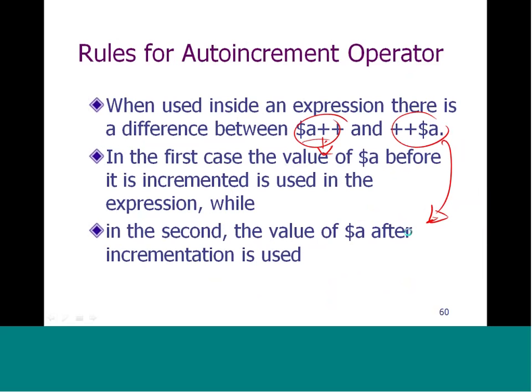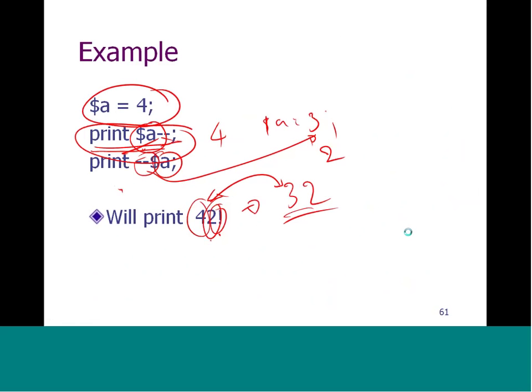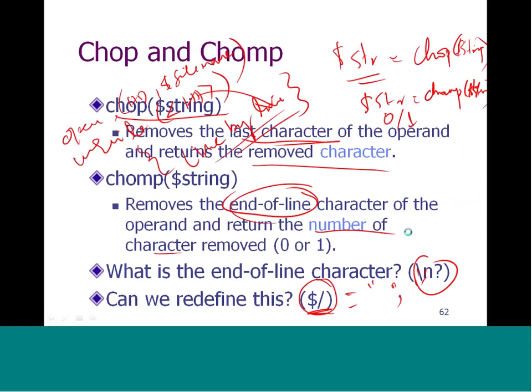Then we also went through the chop and the chomp functions. Chop mainly works with strings and can remove the last character of any string, whereas chomp removes the newline character. And the newline character itself can be modified. As I mentioned, currently the newline character, backslash n, is set to the variable $/. So we can capture this $/ and change it to whichever one we want, and use that as the end of line character.